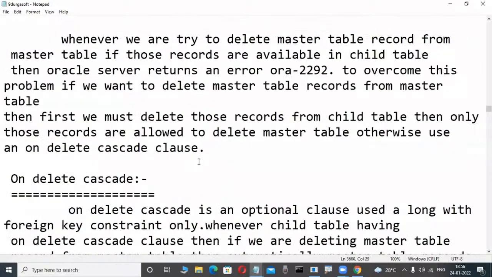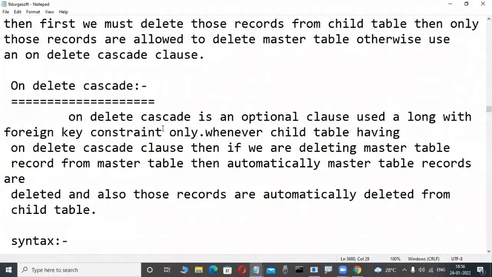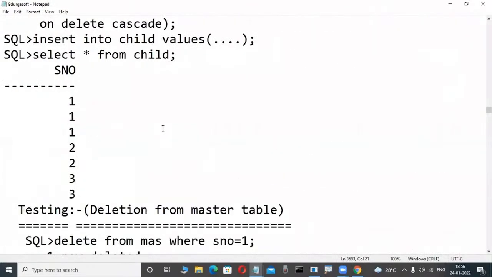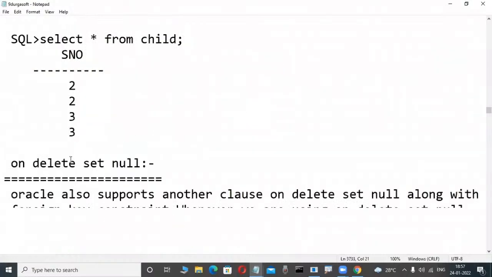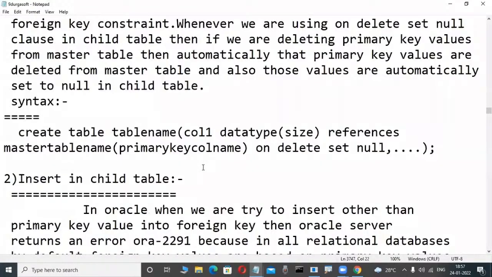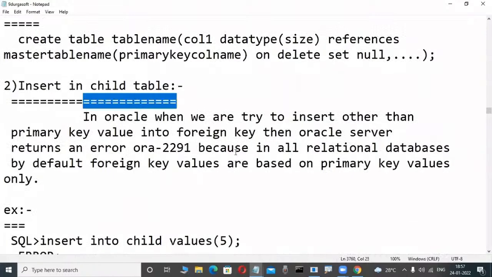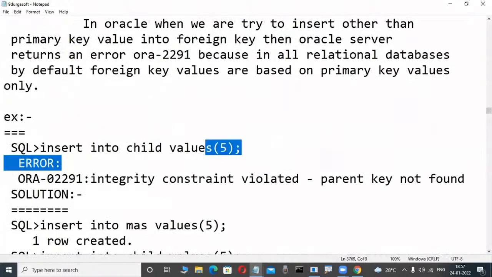Whenever we are using a deletion from the master table, what happens? What is the on delete cascade clause? What is the on delete set null clause? This is deletion from the master table. What happens? What are these clauses? And insertion in a child table, what happens? All these things we learn in our course.